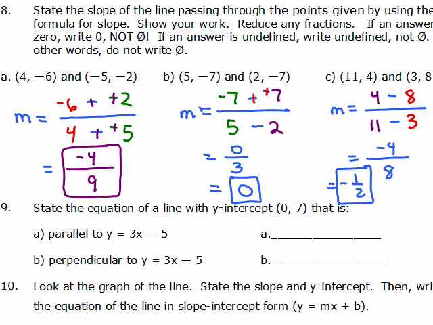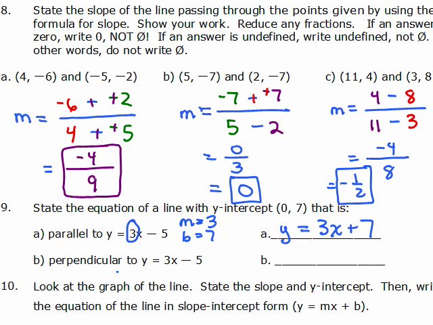Right, number 9. State the equation of a line with y-intercept (0, 7) that is parallel to y equals 3x minus 5. Okay, parallel lines have the same slope. The slope of this line is 3. So we know the slope is 3, and the y-intercept is (0, 7), so b is 7. So the equation is y equals mx plus b: y = 3x + 7.